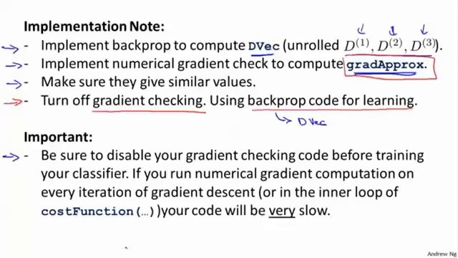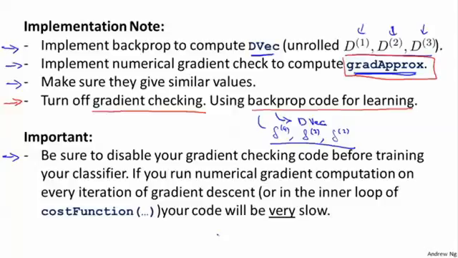Concretely, if you were to run numerical gradient checking on every single iteration of gradient descent, or in the inner loop of your cost function, your code would be very slow, because numerical gradient checking is much slower than the backpropagation method, where you remember we were computing delta 4, delta 3, delta 2, and so on. That was the backpropagation algorithm, and it is a much faster way to compute derivatives than gradient checking. So once you verify that backpropagation is correct, make sure you disable your gradient checking code while you're training your algorithm, or else your code could run very slowly.